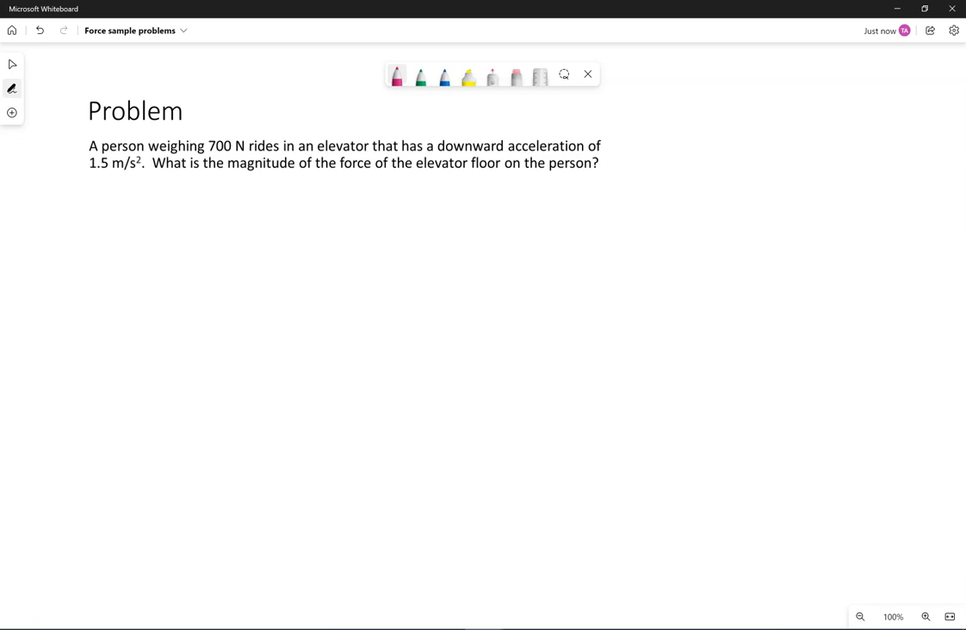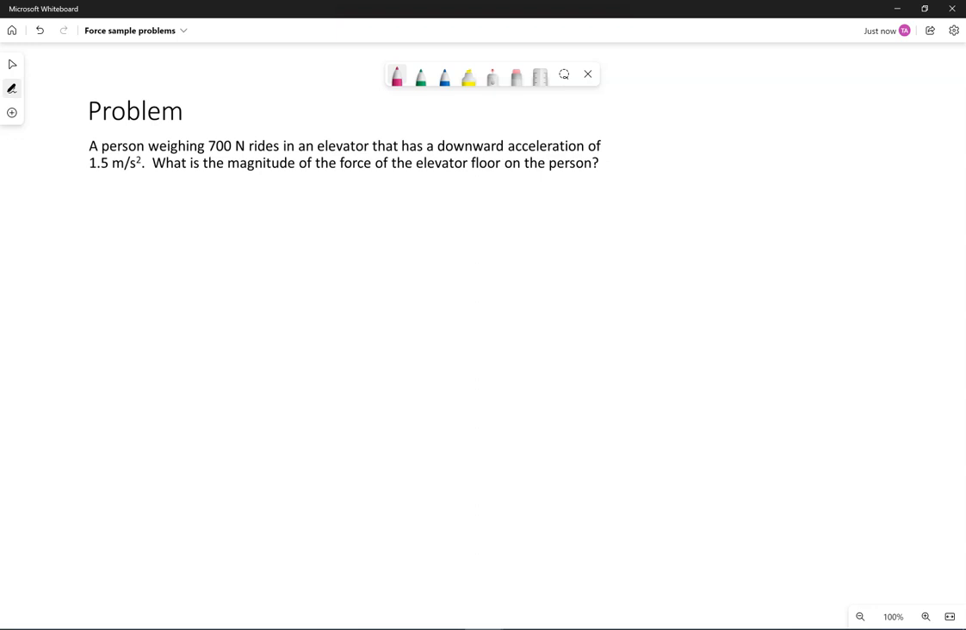So here is our first example of solving a force problem. On a side note, it's possible I might have done this problem in a previous video. I apologize if that's the case. You can skip it now if I did. But since I can't remember, I want to go ahead and solve it so that we have practice.